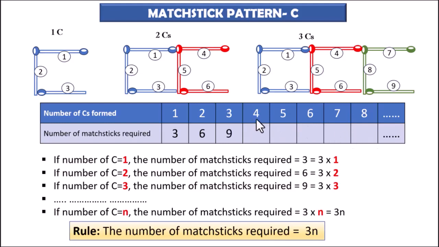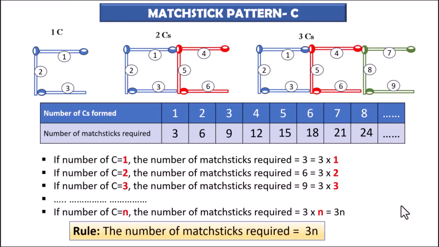Now when the number of C's is 4, that means n is equal to 4. So the number of matchsticks required will be 3n, that is 3 into 4 is equal to 12. When n is 5, the number of matchsticks will be 3 into 5, 15. For 6, it will be 3 into 6, 18. For 7, 3 into 7, 21. And for 8, 3 into 8, that is 24.